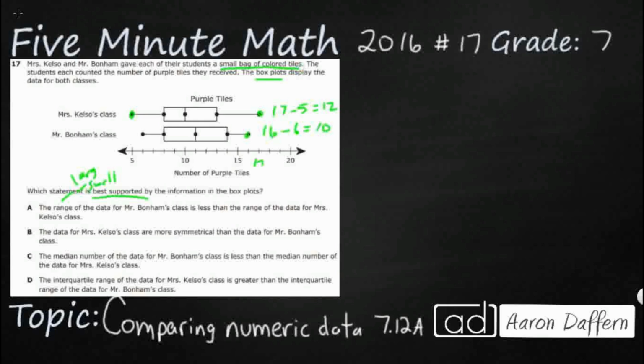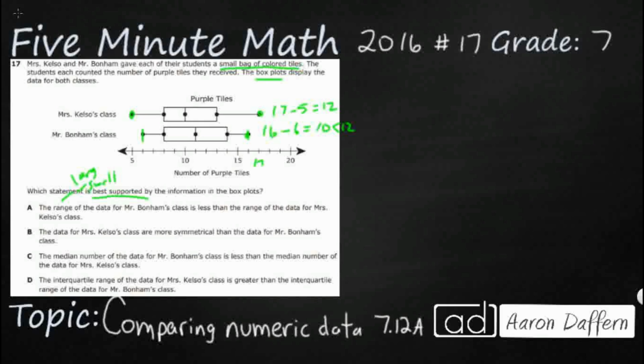So that's 10. So A says the range of Mr. Bonham is less than the range for Mrs. Kelso. Actually, that does look correct. And you can visually see that Mr. Bonham has got a smaller range because it's coming in a little bit tighter than Mrs. Kelso. So 10 is less than 12. That looks good. So let's check B, C, and D to make sure we didn't miss something obvious here.